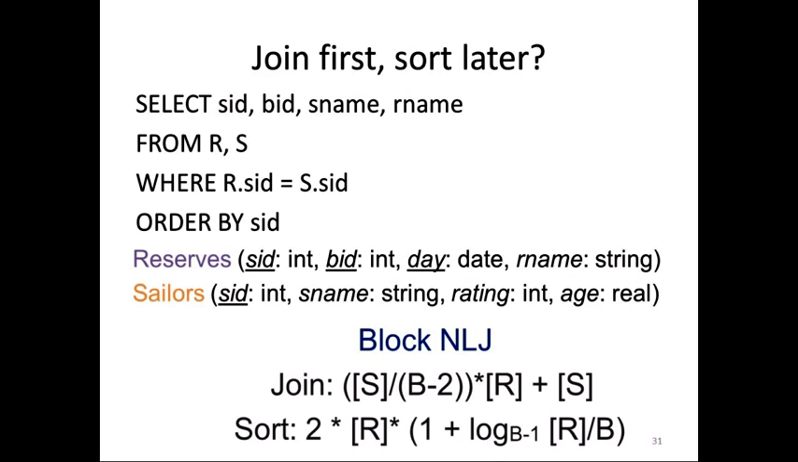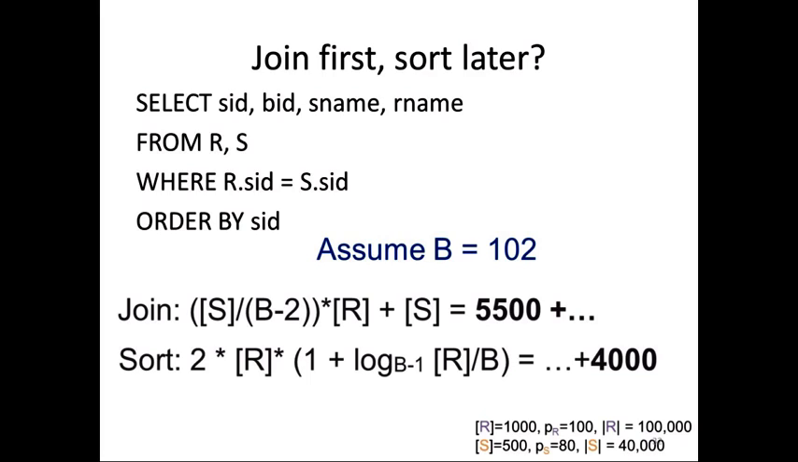So, for instance, if B is 102, and that means that B minus 2 is 100, we end up with this cost. The join, if you do the math, we know the size of S, 1000, if I'm not mistaken, and R is 500, divided by 100 times 1000 plus 500. So 5000 plus 500. The sort afterwards will be 2 times the size of R, 1000, so 2000 times 2. So 4000. So overall 9500 if we need to join and then the result must be ordered, and we do it by first joining and then sorting.